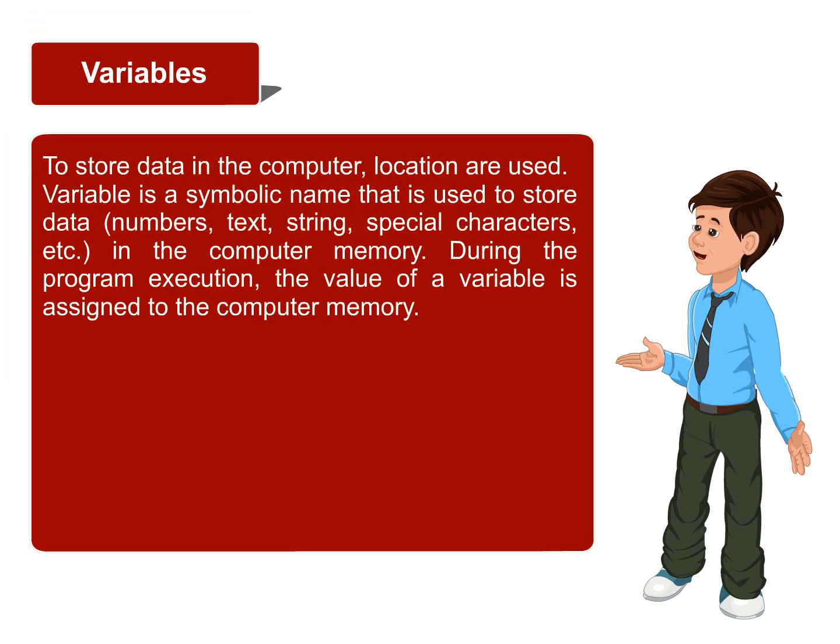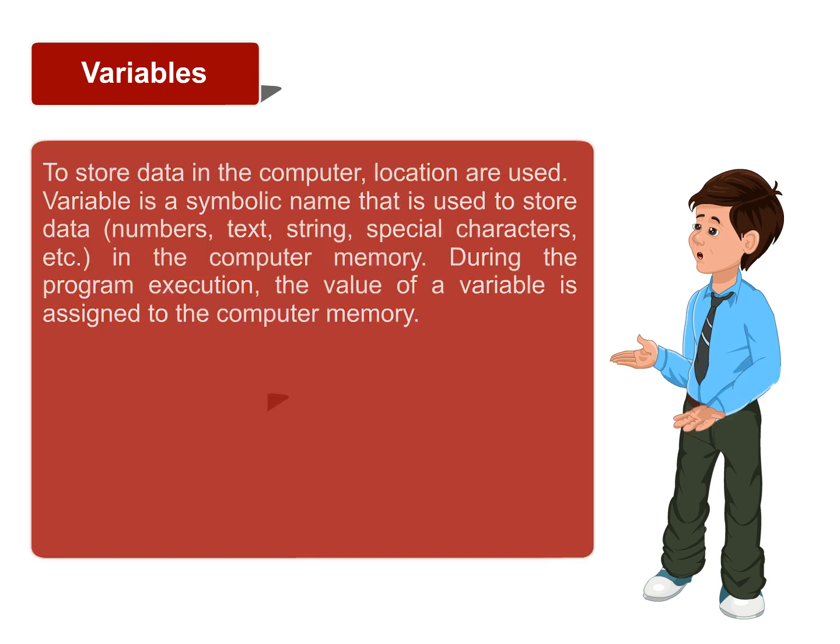Variables. To store data in the computer, locations are used. To locate or name the address, variables are used. Variable is a symbolic name that is used to store data, numbers, text, string, special characters, etc., in the computer memory. During the program execution, the value of a variable is assigned to the computer memory. The types of variables are numeric variable and string variable.